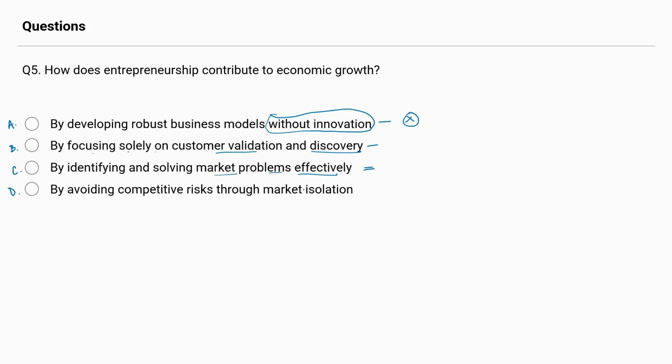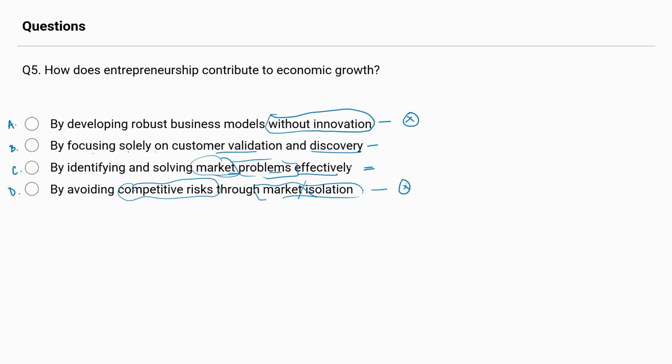The third says by identifying and solving market problems effectively. All right, because we are trying to not get run over by the market, and that's why the market is very critical. So yes, we need to look at market problems. By avoiding competitive risk through market isolation, this also doesn't make sense. Why would you want to avoid any competitive risk? Because competition will always be there in whichever market you go. It's very hard to avoid this particular aspect, and you cannot get isolated from the market. So obviously A and D do not make sense.